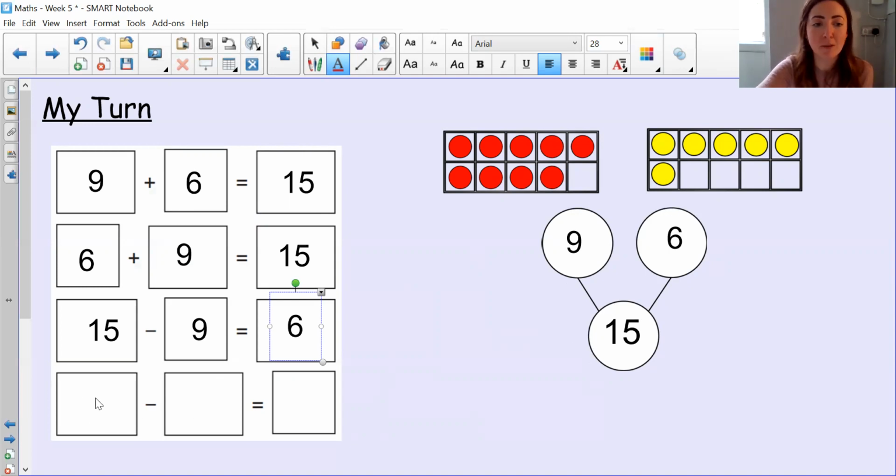And then another subtraction number sentence. Can I start this with 9? Can I start it with 6? No, that's right. I need to start with which number? 15 again, because we're still subtracting. We still need to start with the whole number. So this time, 15 subtract 6 equals 9. Okay, so there's my first completed fact family using the numbers 15, 9 and 6. 9 add 6 equals 15, 6 add 9 equals 15, 15 subtract 9 equals 6, and 15 subtract 6 equals 9.